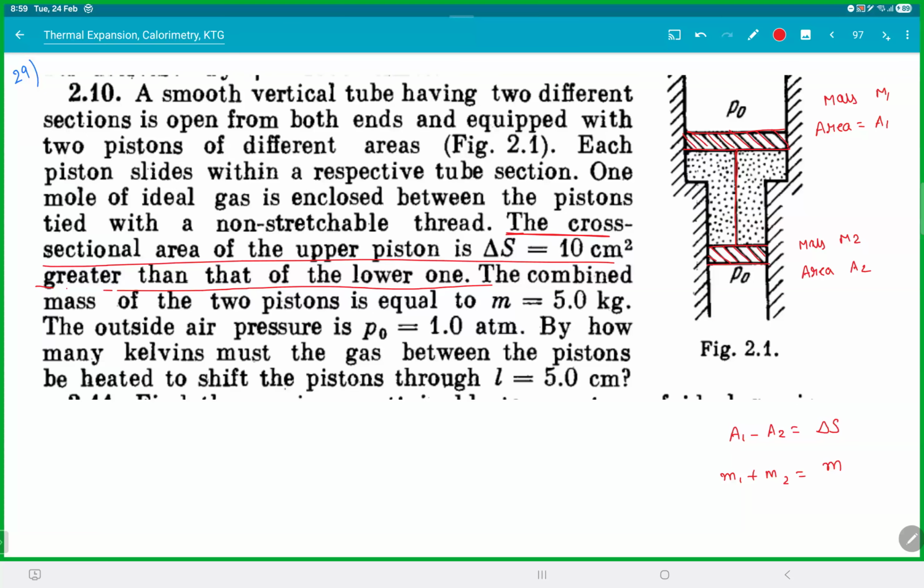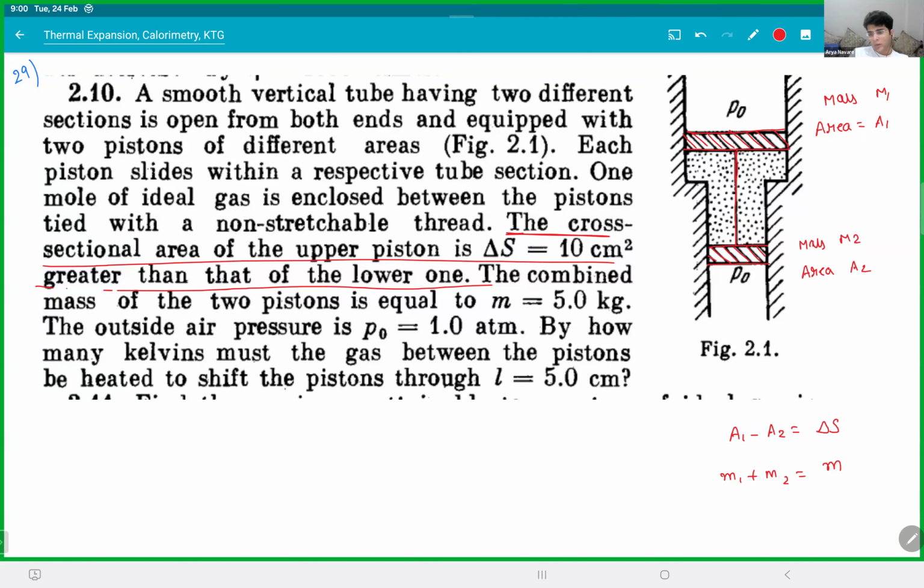Now the question is, if you change the temperature of the gas, what is the initial temperature of the gas? Not given. So he's simply asking by how many kelvins must the temperature of the gas be changed so that this whole system will shift by 5 centimeters. If you somehow give heat to the gas in the middle and the temperature rises, this whole setup will just go up. Now you need to ask yourself, why are you going up and what is the relation between them? Think. I'll give 2-3 minutes.